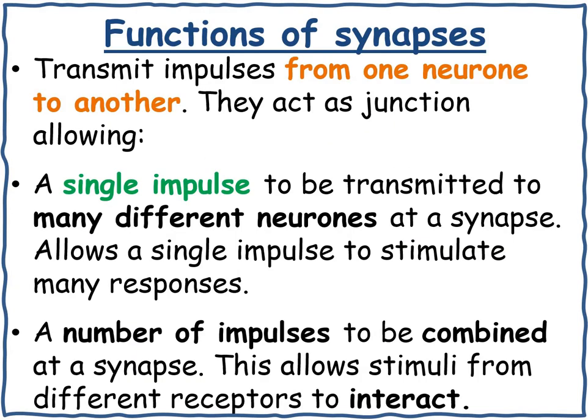So the functions of synapses: they transmit impulses from one neuron to another, and they act as a junction, allowing a single impulse to be transmitted to many different neurons at a synapse. It allows a single impulse to stimulate many responses, or a number of impulses can be combined at a synapse, and this allows stimuli from different receptors to interact, a bit like how the rod cells converge to one bipolar neuron.